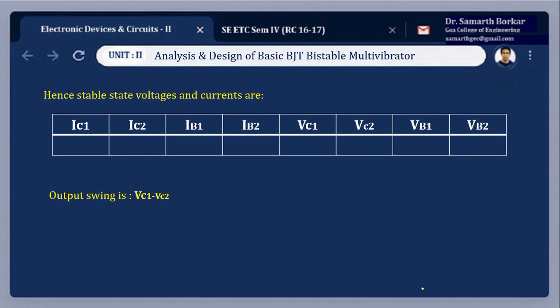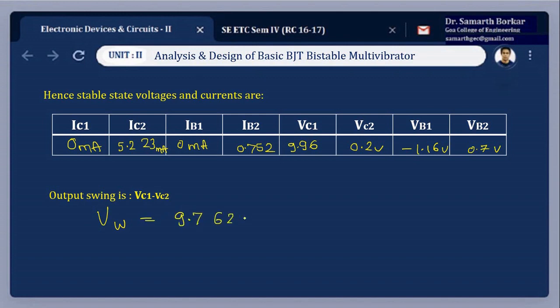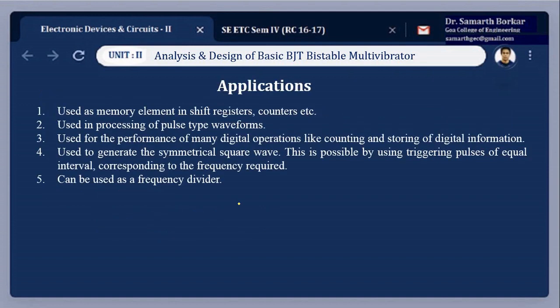So here we have to tabulate the final results. IC1 is 0 milliamperes because the transistor is off. IC2 is 5.223 milliamperes, and VB2 is 0.7 volt. What about the output swing? It is VC1 minus VC2, denoted as VW. So it is 9.7628 volts. So with that we have come to an end of this numerical.